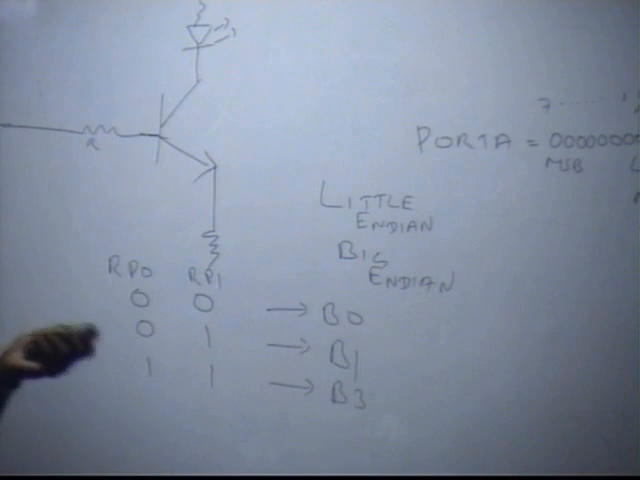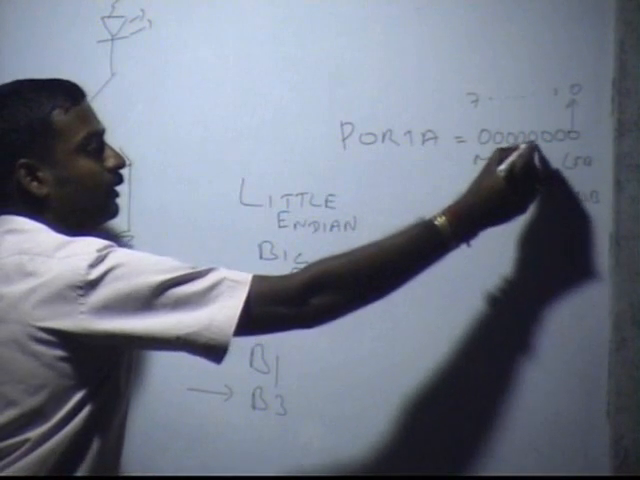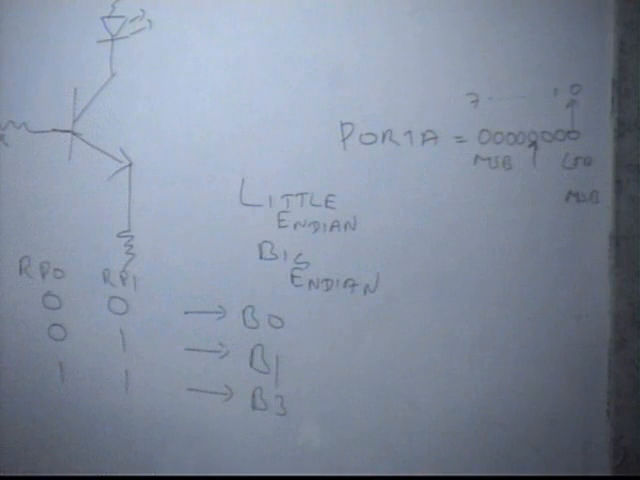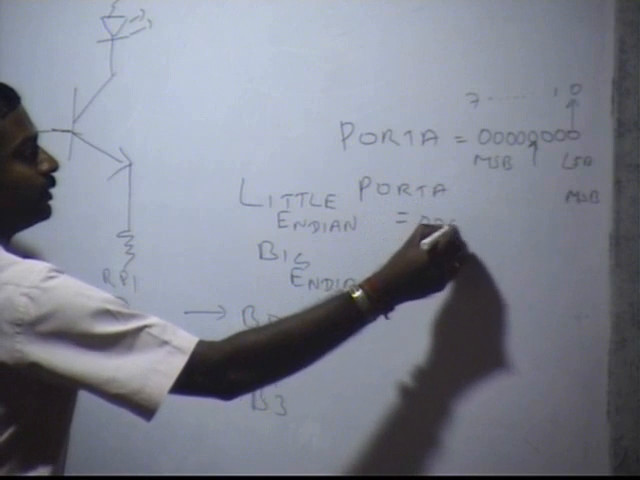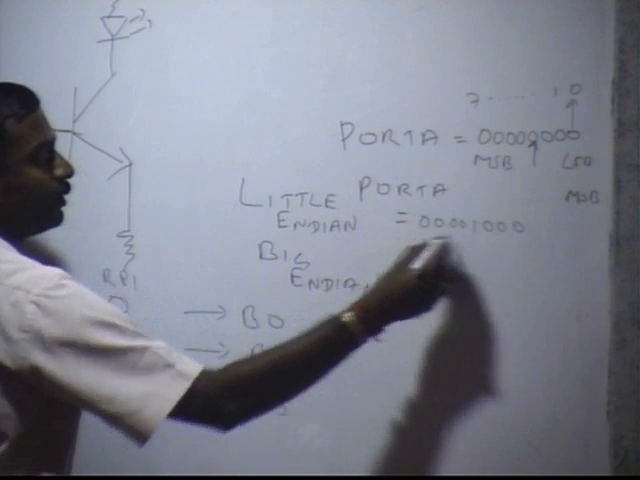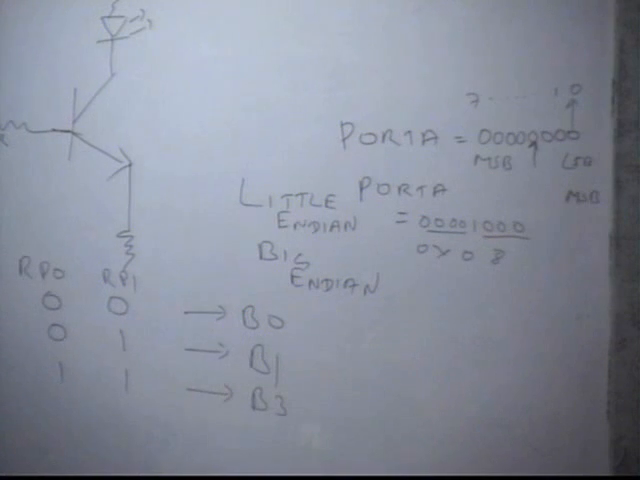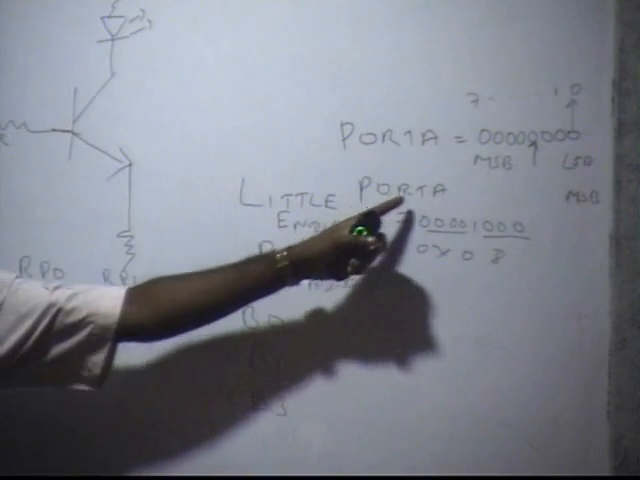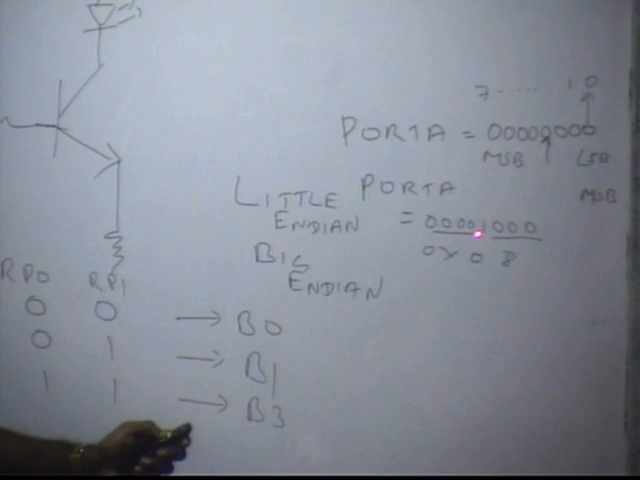So here we are having little endian, and in this case I want to set this bit. So what is this bit? 0 1 2, third bit, bit number 3. So I need to set that bit. So what should I do? For setting that bit, there are two methods. Either I can write one value into this port A. Port A equal to 00001000. So what is this? 0x08. First method is that I can write port A equal to 0x08. Which means what? I am setting only this bit, third bit.